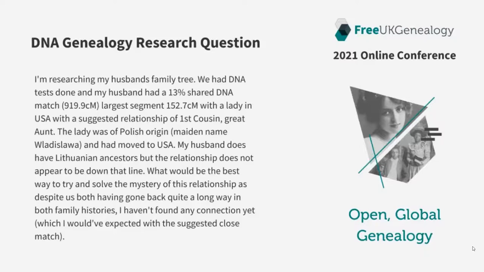Yes, this is a close relationship. Even if you have a double relationship or endogamy involved, 919 centimorgans is still a close relationship. So you shouldn't need to look too far back in time to find the connection. And if you are looking too far back in time in both trees and not finding the connection, then the only real explanation is that one or the other genealogy has an error in it. There's a genetic mistake, which we might call a misattributed parentage event, or some people might call it an NPE, a non-paternity event.